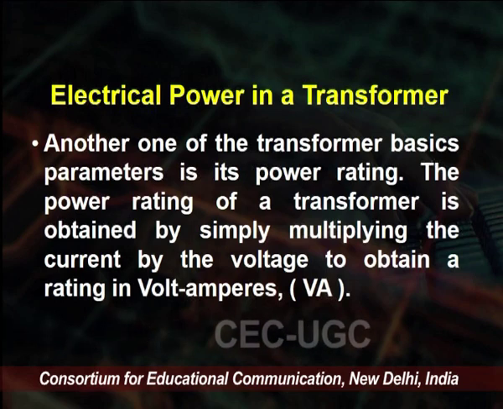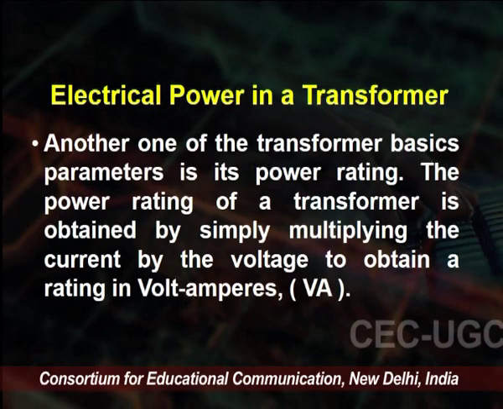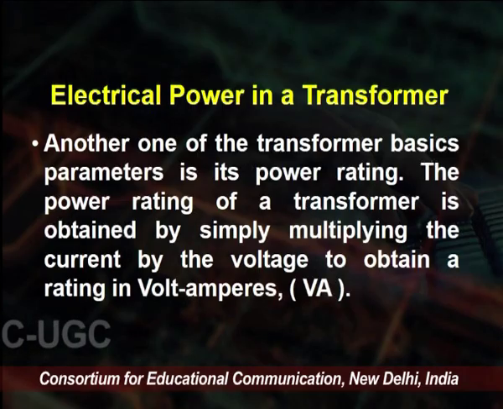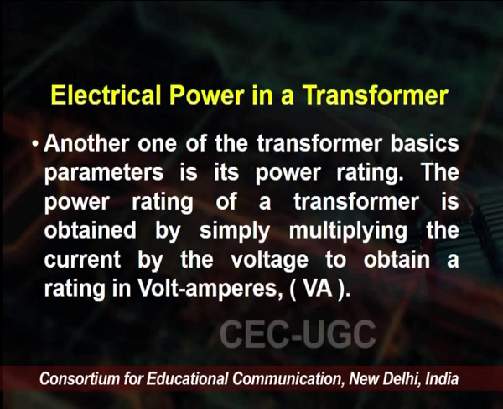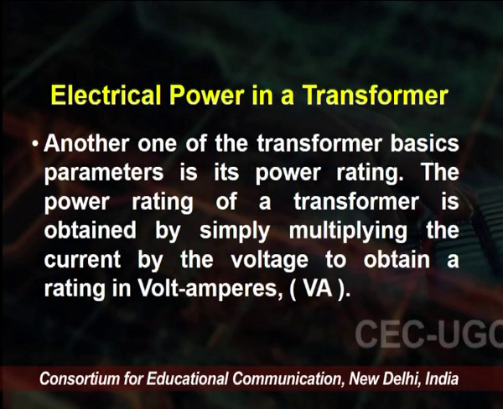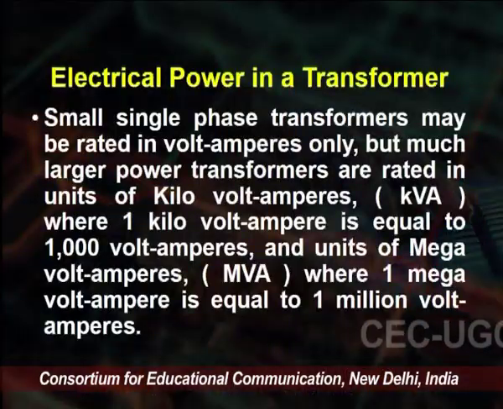The power rating of a transformer is obtained by simply multiplying the current by the voltage to obtain the rating in volt-amperes. Current by voltage to obtain a rating, that is a volt-ampere, that we will calculate. A small single phase transformer may be rated in volt-amperes.